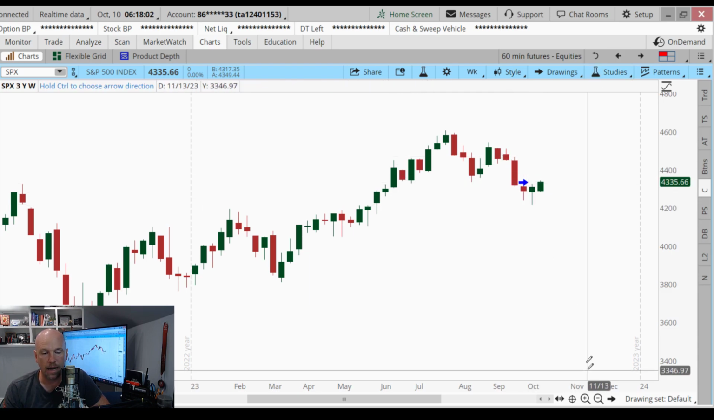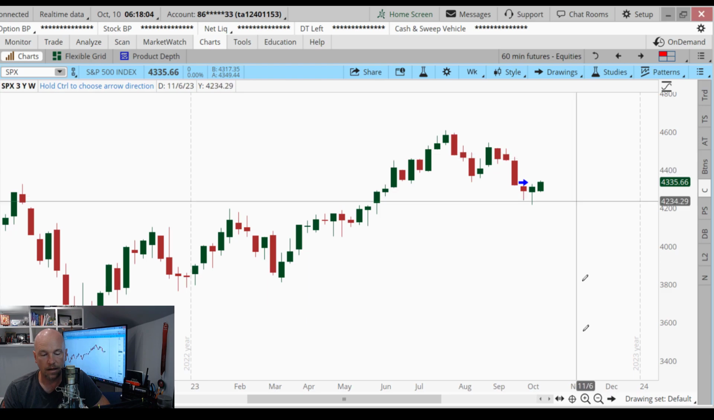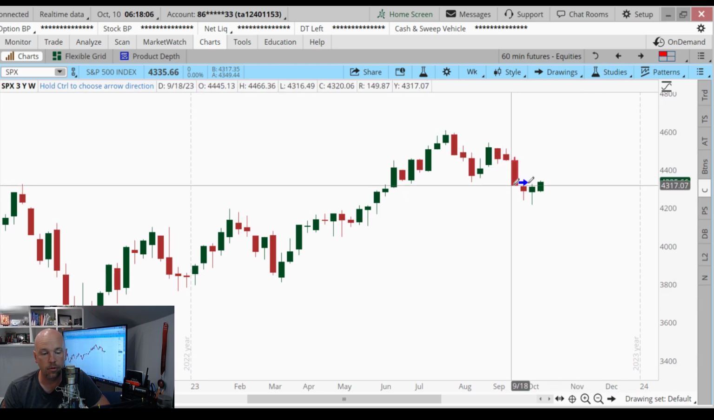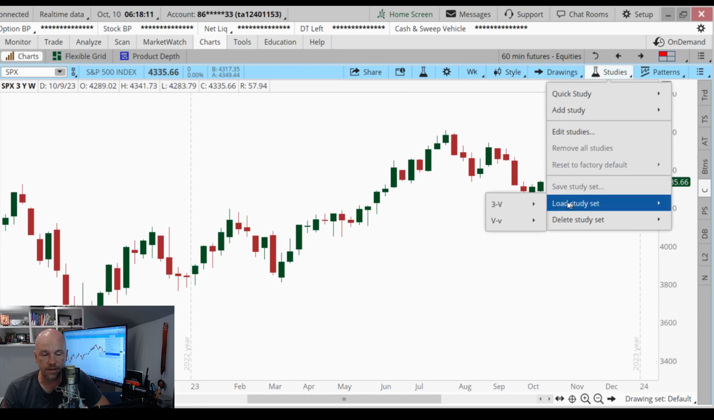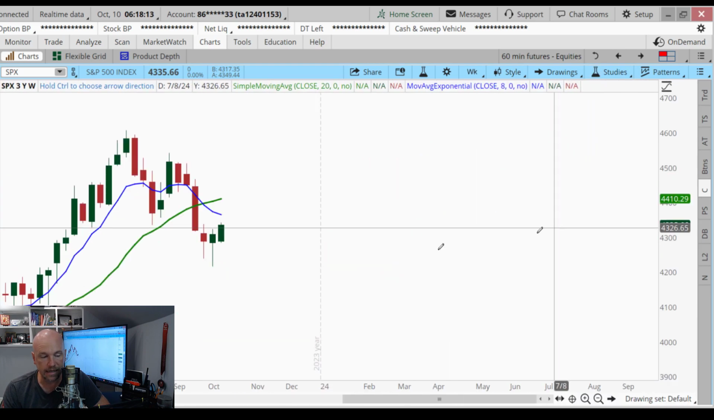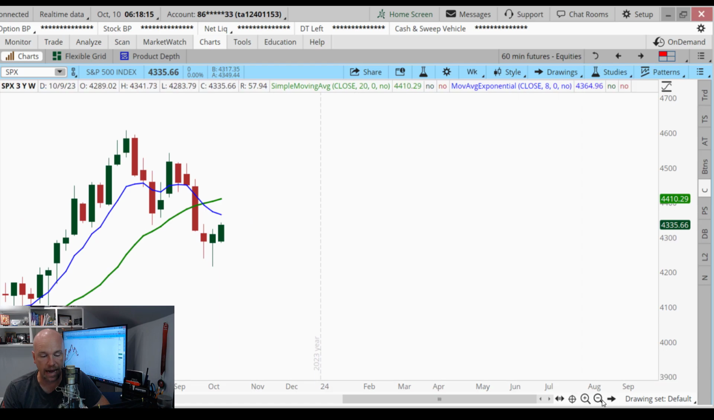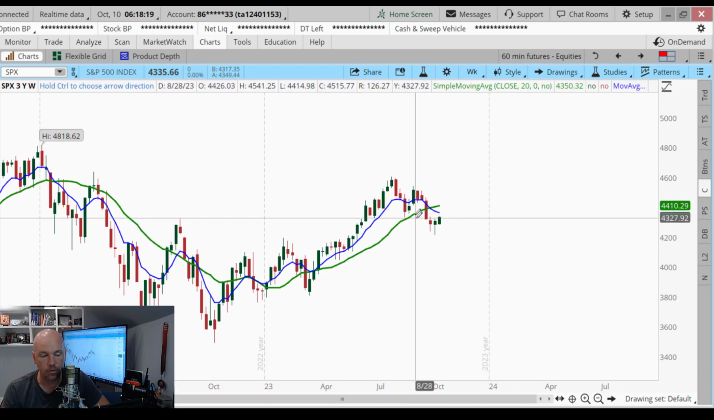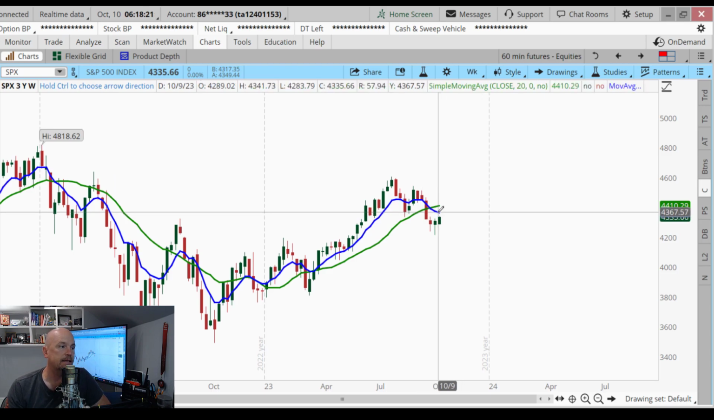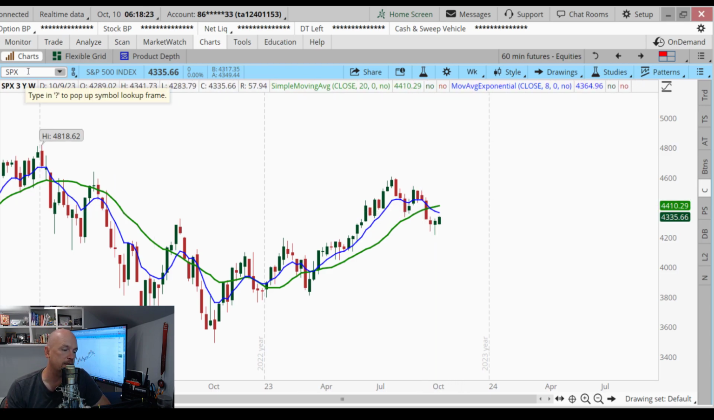Now, if you recall correctly, a couple of weeks ago, we had talked about our moving average, the 8 and the 20 system for moving averages. And we can see that in our 8 and 20 system for moving averages, we are still well below the 8-period moving average. And so that is a bit of a sign of caution for the SPX.